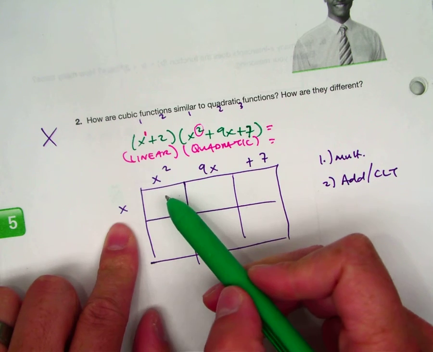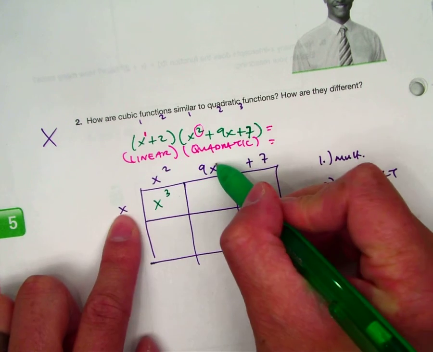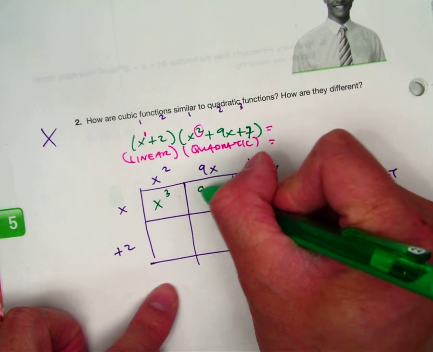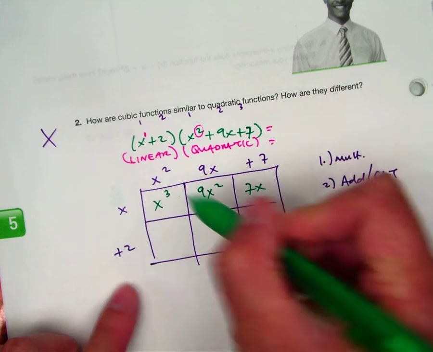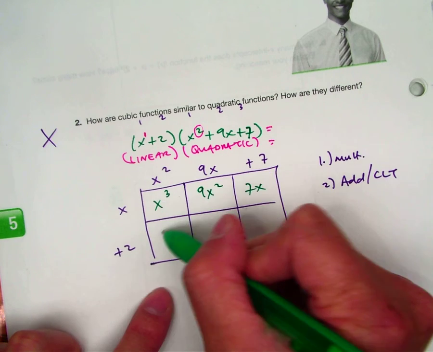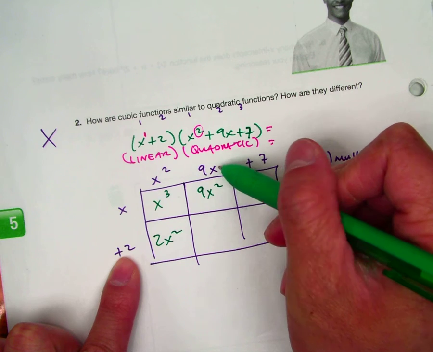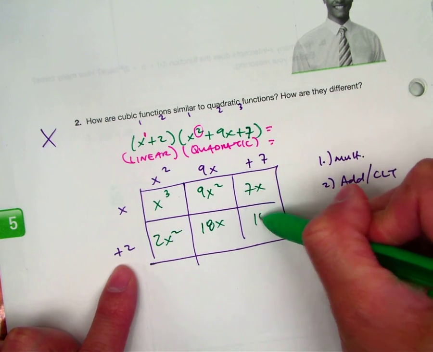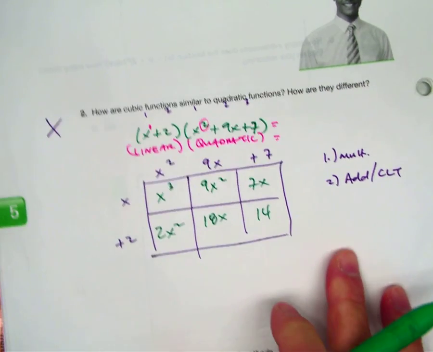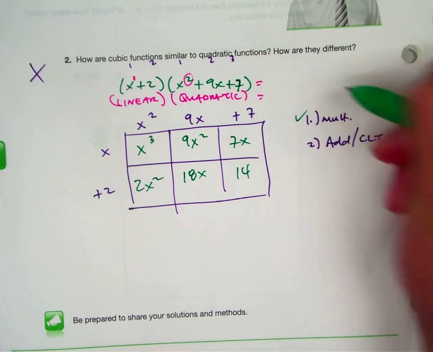Class, x times x squared. X times 9x. X times 7. 2 times x squared, 2x squared. 2 times 9x, 18x. And 2 times 7. Now in math, you go through many steps, so if it helps you, you make a list of things you need to do, and I like to check them off.